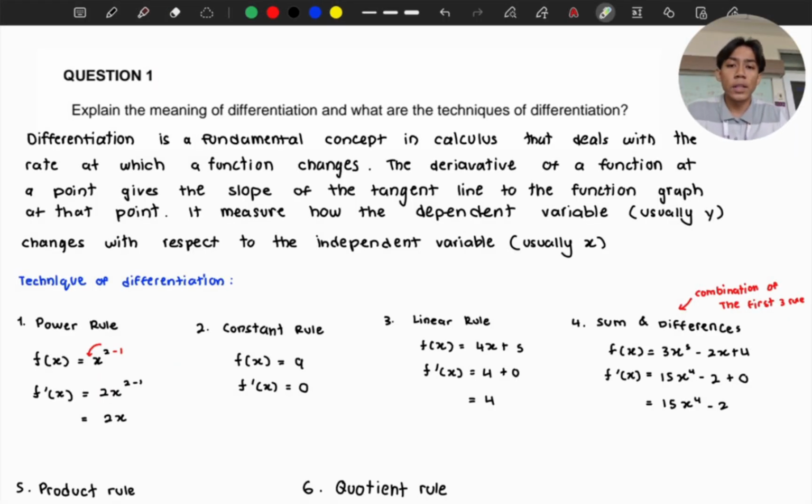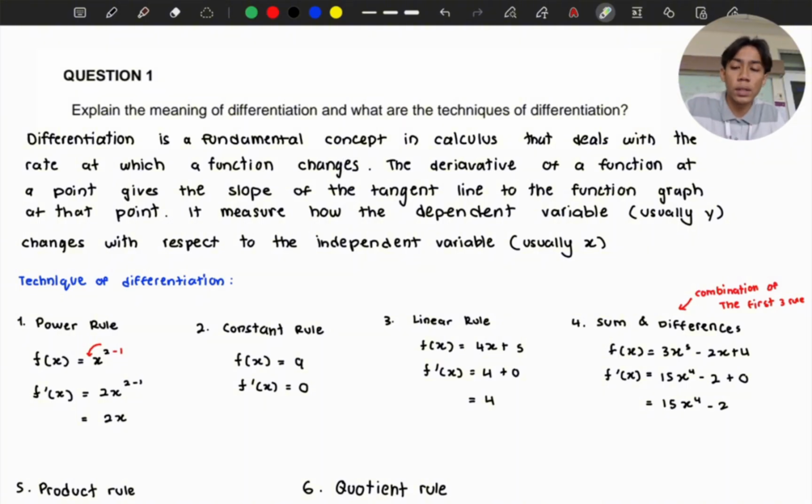Question 1. Explain the meaning of differentiation and what are the techniques of differentiation. Differentiation is a fundamental concept in calculus that deals with the rate at which a function changes. The derivative of a function at a point gives the slope of the tangent line to the function graph at that point. It measures how the dependent variable, usually y, changes with respect to the independent variable, usually x.